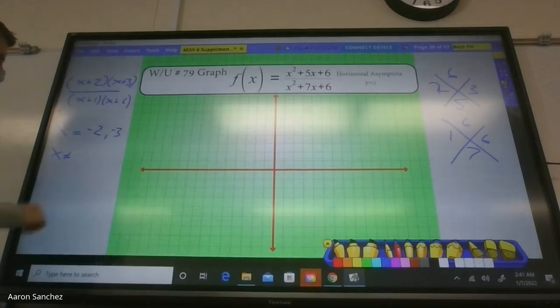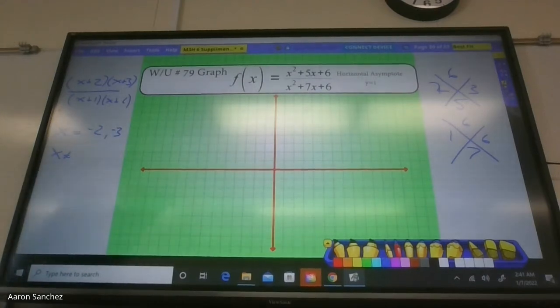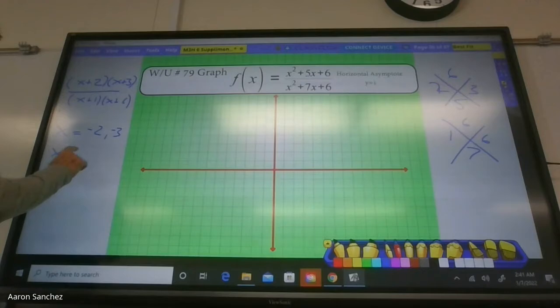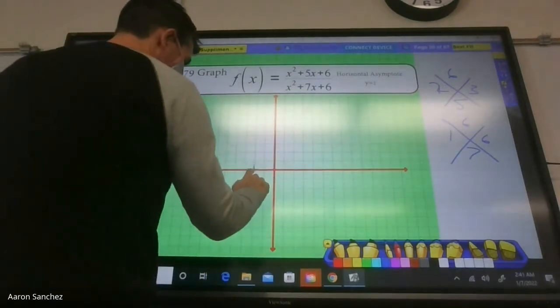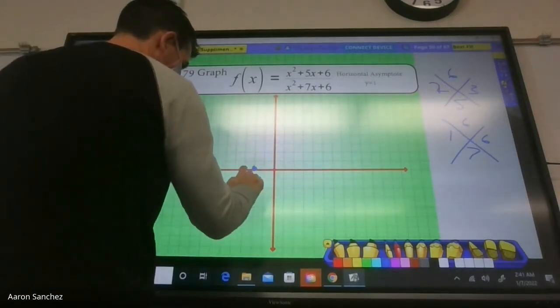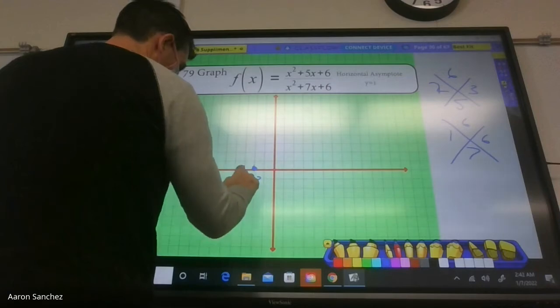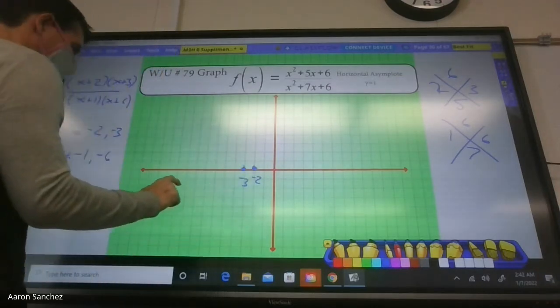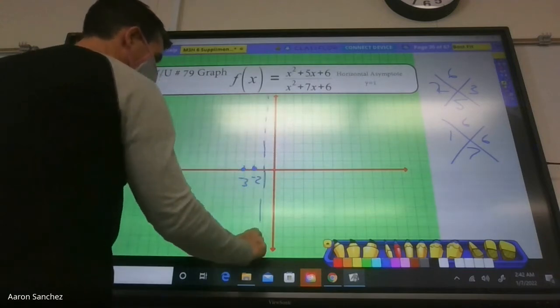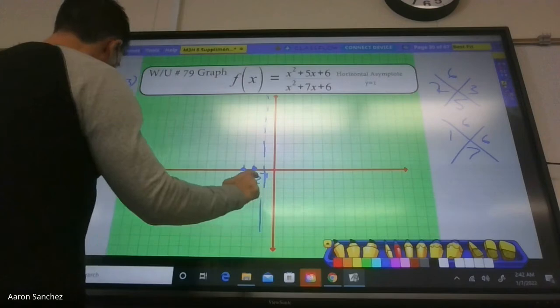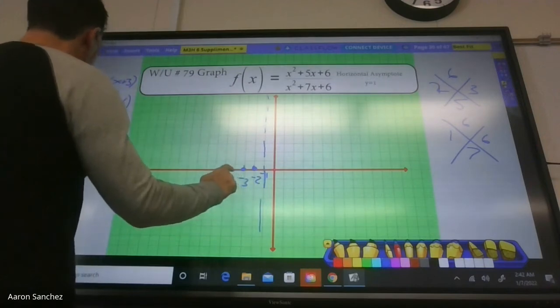-2, -3. Okay, let's see. Anthony, what are my asymptotes? -1. Someone put those in. I hate it when they're together. -2, -3, and then, yuck. Look at these. It's going to be tight. -1 and -6.